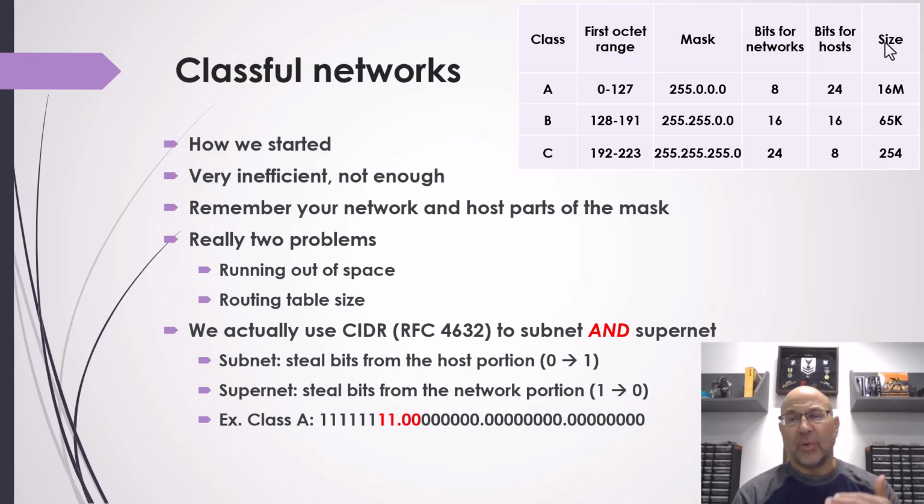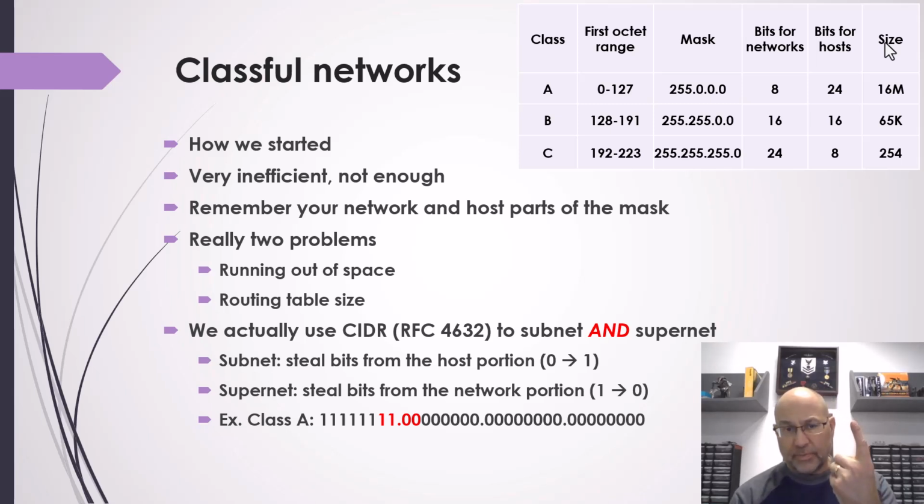And Class C's come in all the way at the bottom. They're the opposite of Class A. There are lots and lots of Class C addresses, but each one of them is only 256 possible addresses and 254 usable. So that's kind of how we started, right? Inefficient. And the thing that we want to remember is that the mask tells us the network portion and the host portion.